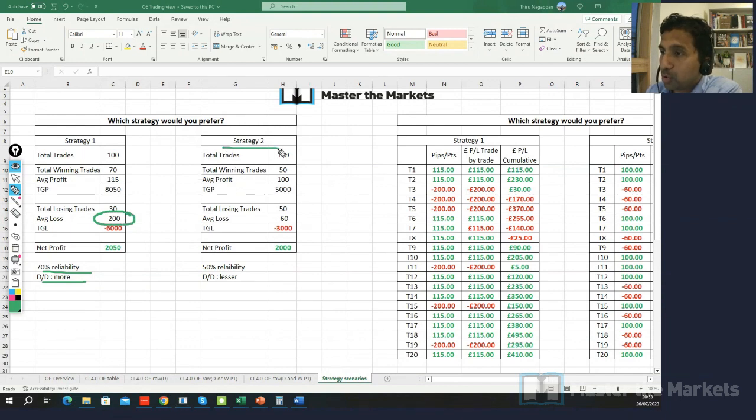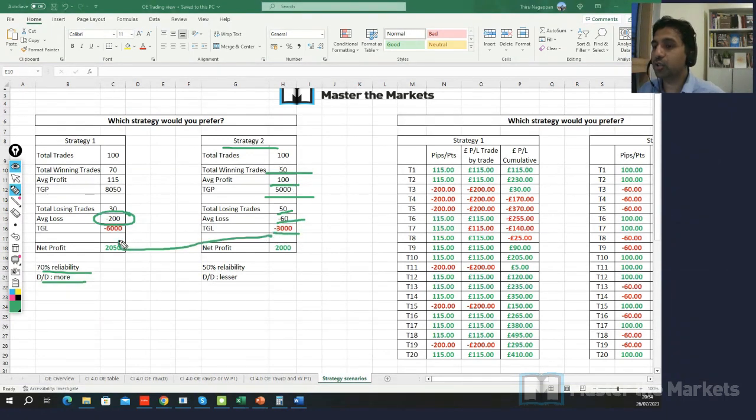In strategy two, the winning trades is only 50%, so 50-50. Average profit is 100, total gross profit is 5,000, but the average loss is only about 60. It's almost about half of the profit. The total gross loss is much less than in strategy one. In the end, you end up with the same net profit. Okay.